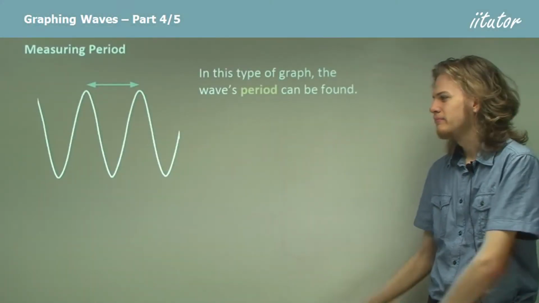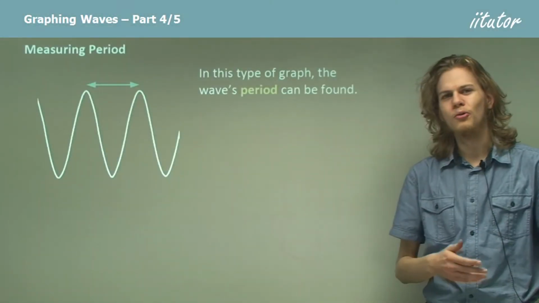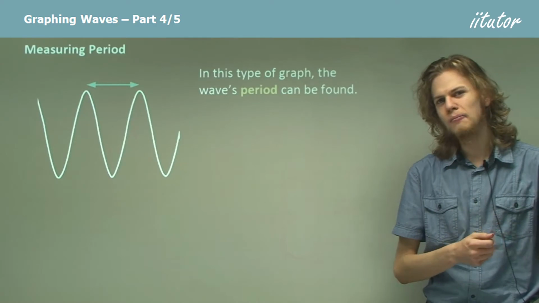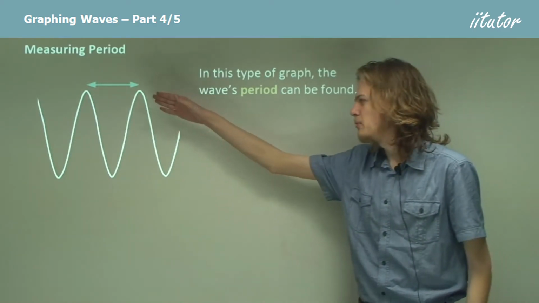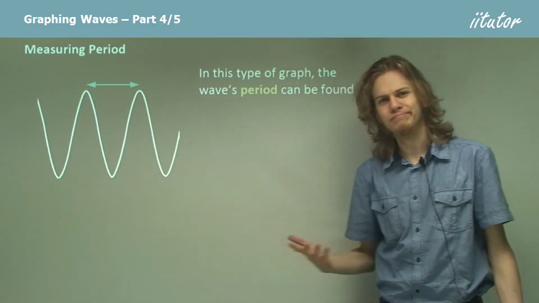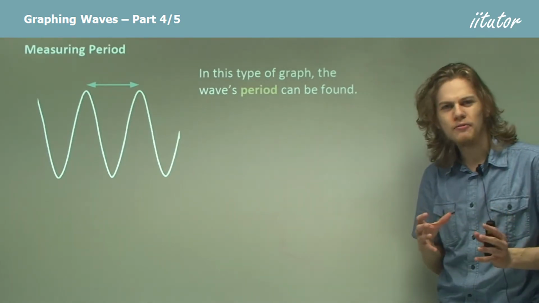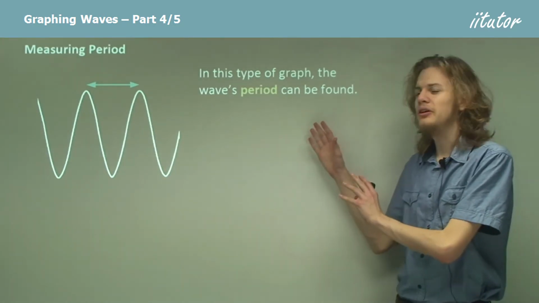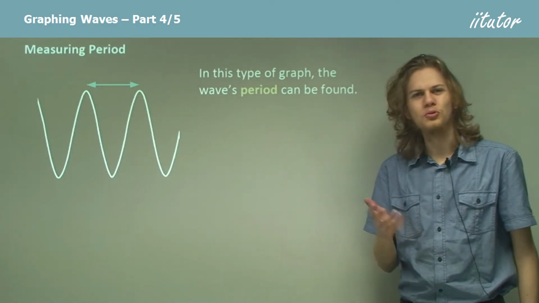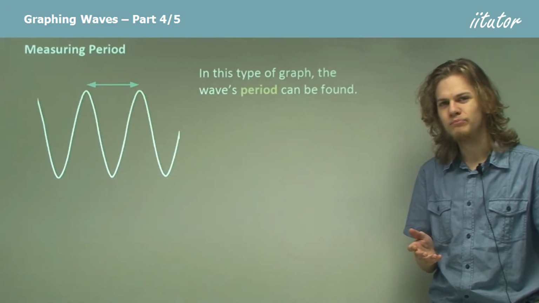So here we have a graph of the path of a particle's motion over time. We can see that it's moving up and then down and then up and then down. And so it turns out that we can use this sort of wave to figure out the period of a particle as it moves up and down, right?